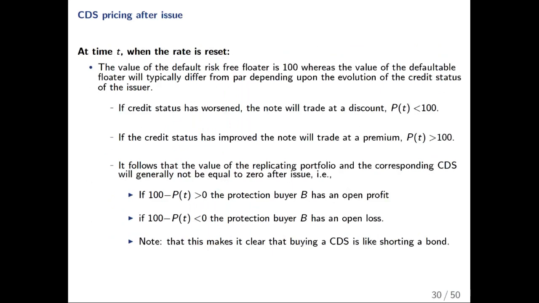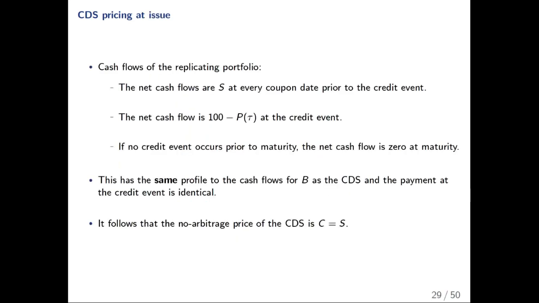So at initiation, this must be true by no arbitrage. In an arbitrage-free, frictionless world, the fair premium on a CDS, the S, must be equal to the difference between the corporate bond yield which the CDS is written on and the default-free bond yield. Okay?